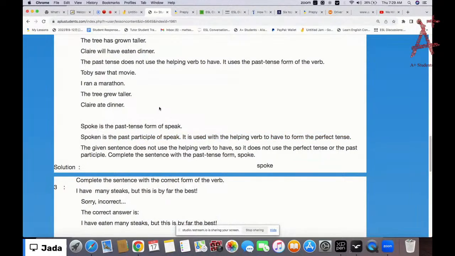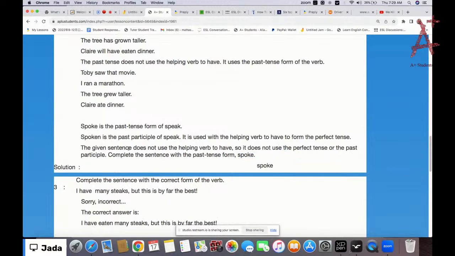So now you need to note that sometimes the past participle would be the correct answer, and other times the past tense would be the suitable answer. So in this one, spoke is the suitable answer, which is the past tense. And in the first one, for broken, it was the past participle. The given sentence does not use the helping verb to have. So it does not use the perfect tense or the past participle.